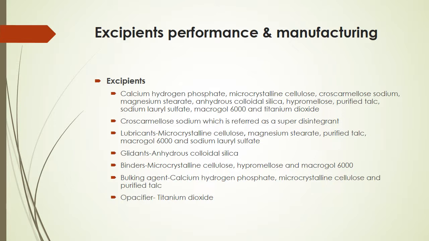Microcrystalline cellulose, hypromellose, and macrogol 6000 are binders. They hold the tablet together with required mechanical strength. Other ingredients are bulking agents. They add volume and mass to the tablet to make it easier to handle in the manufacturing process and convenient for consumers. Titanium dioxide has a high refractive index. Thus, it can scatter light by acting as an opacifier. It may also be used as a white pigment to enhance the appearance of the tablet.